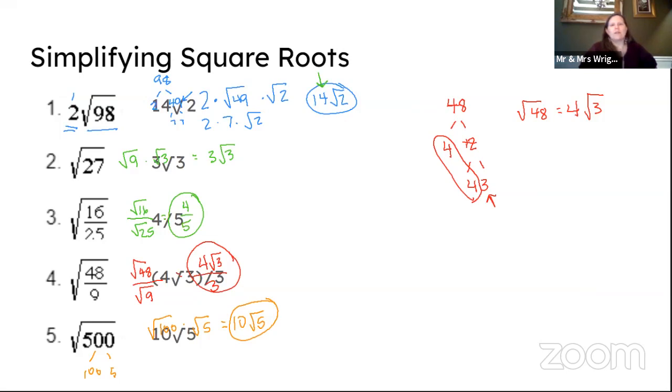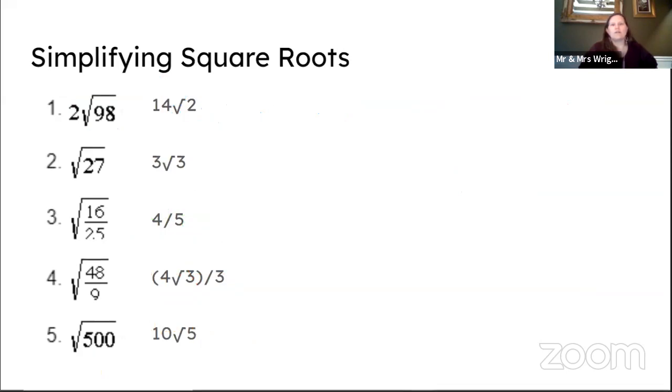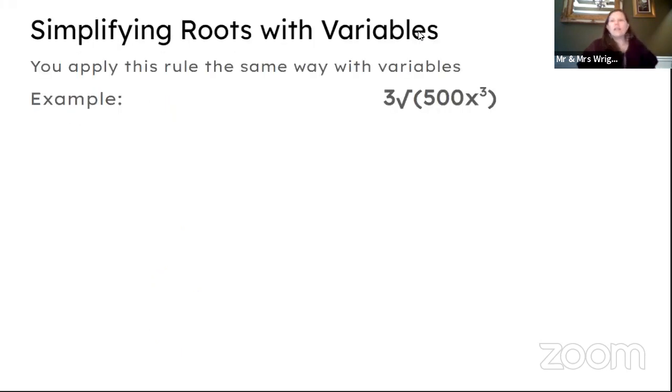All right, I hope you were able to get all of those notes written down, all those examples written into your notes there. Now, we can continue this simplifying of square roots over into some variables. So here I've got an example for us.